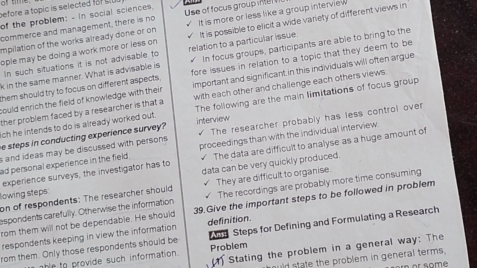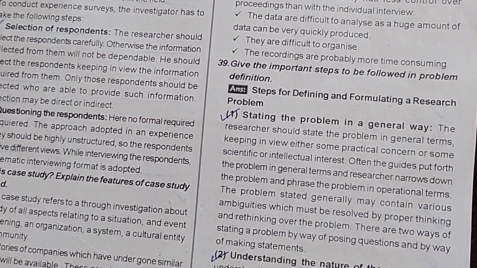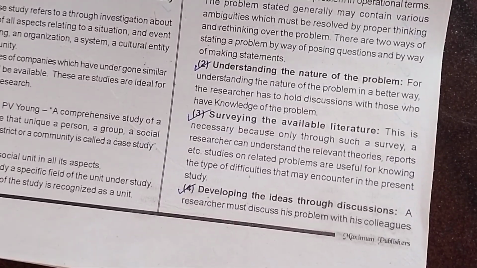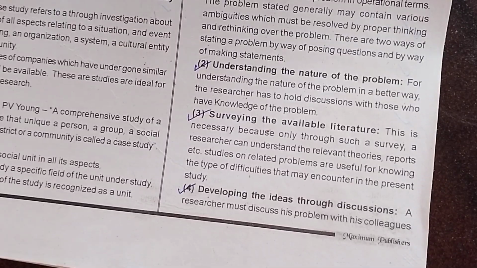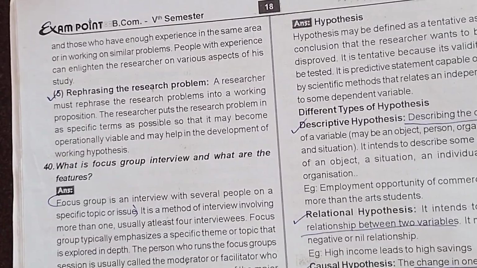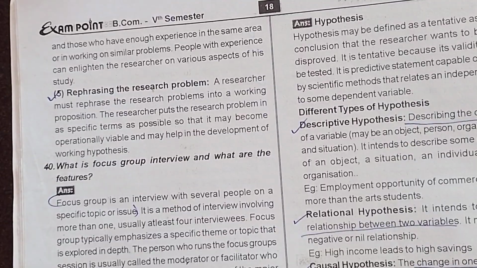Next question, give the important steps of problem definition. Steps of formulating a research problem. First step, stating the problem in a general way. Second, understanding the nature of the problem. Third, surveying the available literature. Fourth, developing the ideas through discussions. Fifth, rephrasing the research problem.